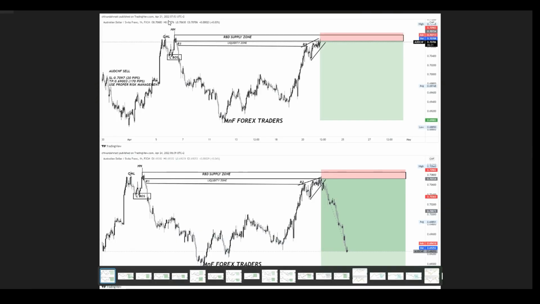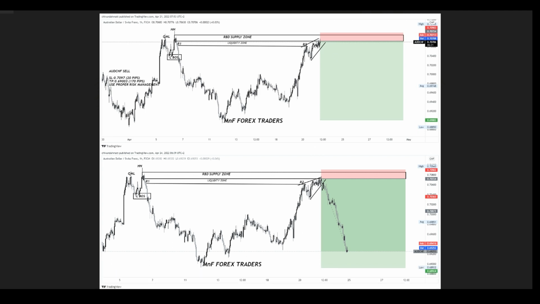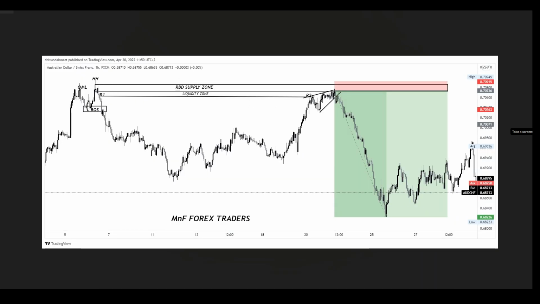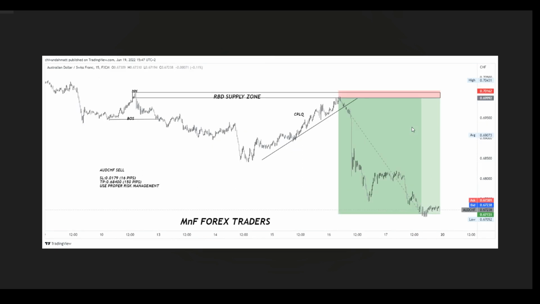You can see that right here we had a nice QML: low, high, break of structure. The market came into our area right there, and see what happened after. The market dropped like crazy. Beautiful trade. Right here is another example: nice QML setup with liquidity. Then the market dropped all the way to this level right here. Beautiful. Another one right here: we have what you call a CPLQ, which is compression plus liquidity. Beautiful, and the market actually dropped, crazy risk reward ratio.